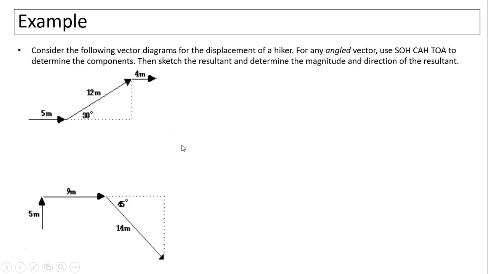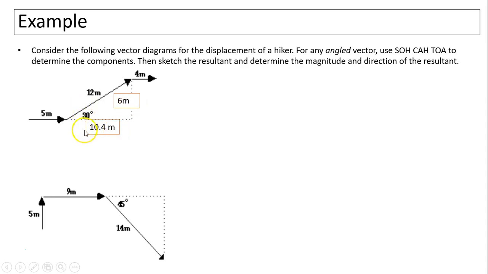Let's take a look at an example. Use the following vector diagram. Consider the following vector diagrams for the displacement of a hiker. For any angled vector, use SOHCAHTOA to determine the components. Then sketch the resultant and determine the magnitude and direction of the resultant. So in the first example, 12 meters is the one at an angle. So first we have to find x and y components.